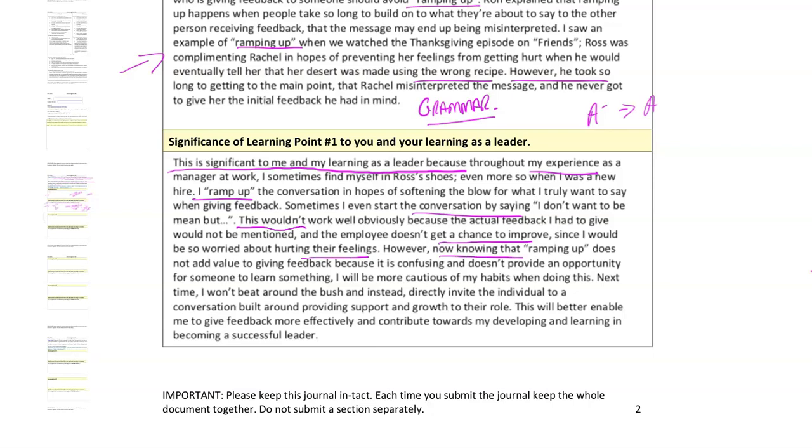However, now knowing that ramping up does not add value to giving feedback because it is confusing and doesn't provide an opportunity for someone to learn something, I will be more cautious of my habits when doing this. Next time, I won't beat around the bush and instead directly invite the individual to a conversation built around providing support and growth to their role. This will better enable me to give feedback more effectively and contribute towards my developing and learning in becoming a successful leader.